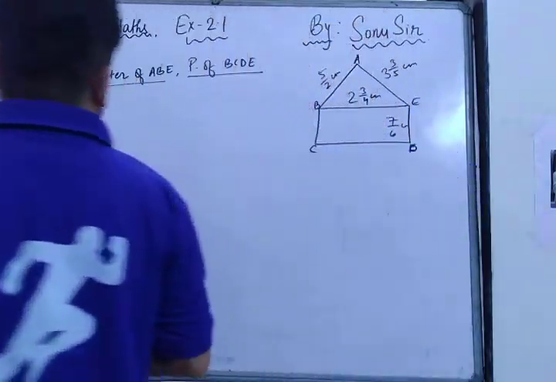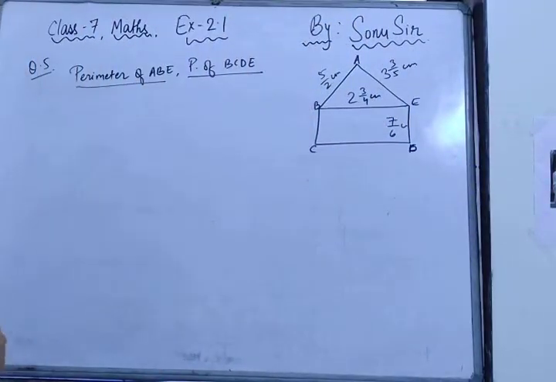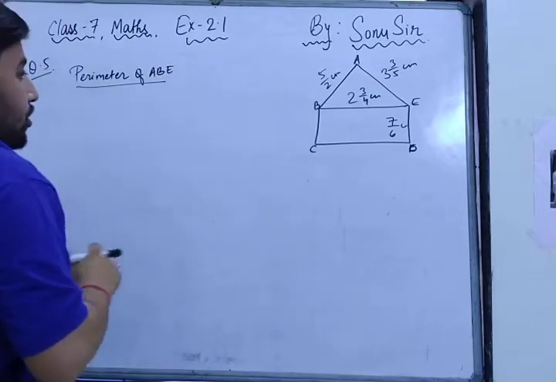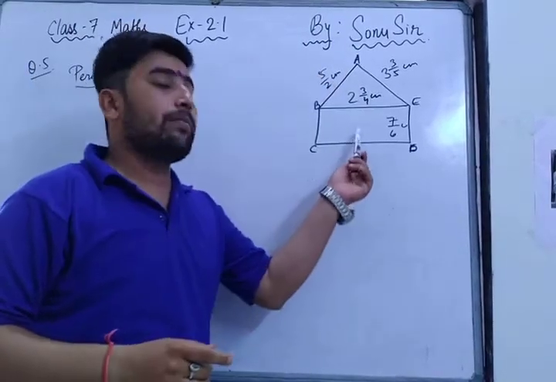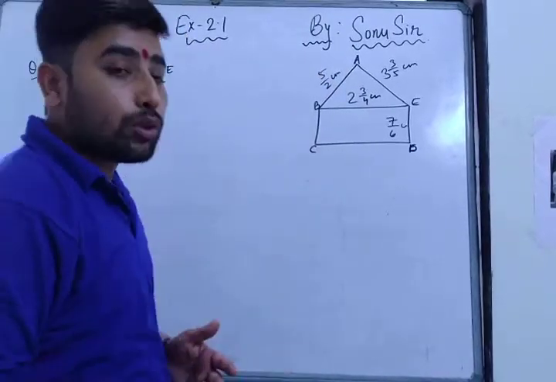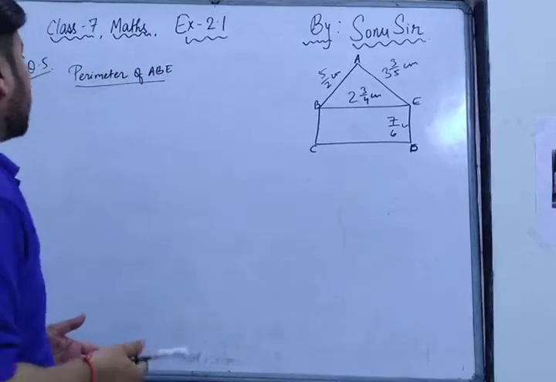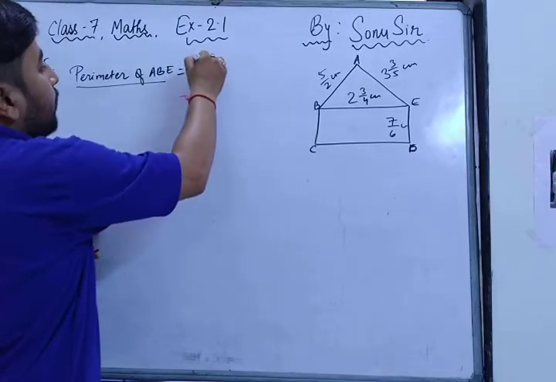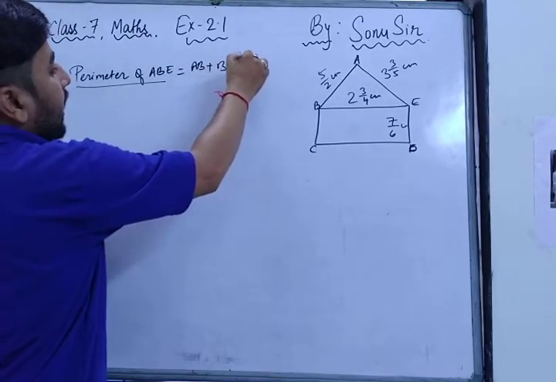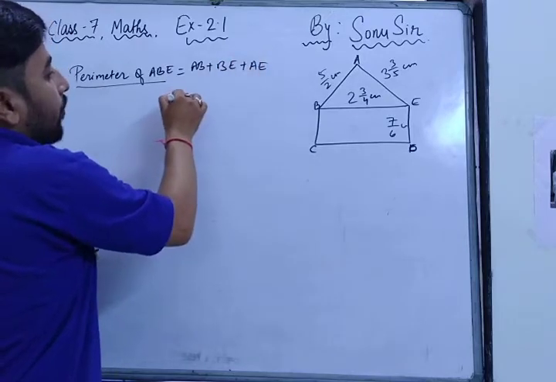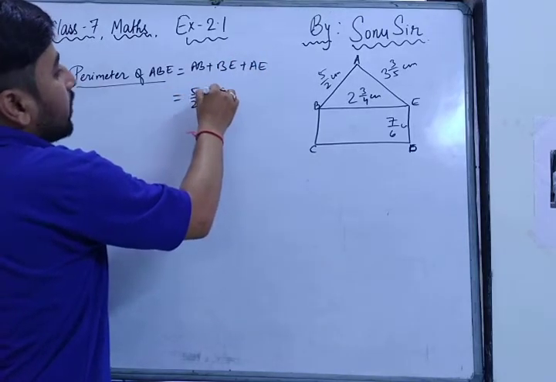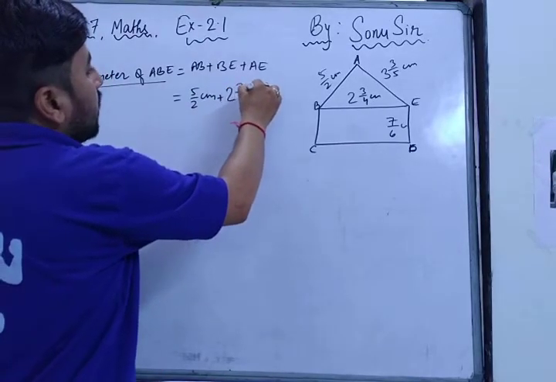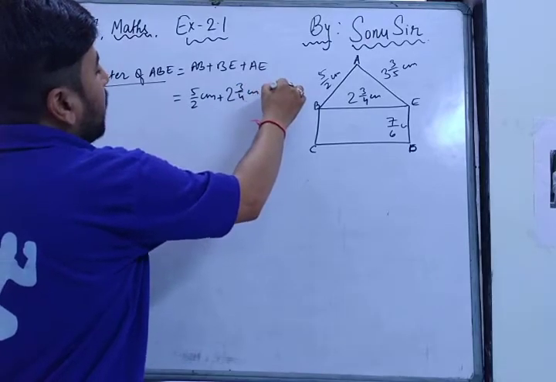So first of all, let's start with the perimeter of ABE. In the question they asked you to find the perimeter of this triangle, then the perimeter of this rectangle, and then show whose perimeter is greater. Sum of all the sides means AB plus BE plus AE. So three sides are there. What is the value of AB? 5 by 2 centimeter, BE is 2 into 3 by 4 centimeter, and AE is 3 into 3 by 5 centimeter.